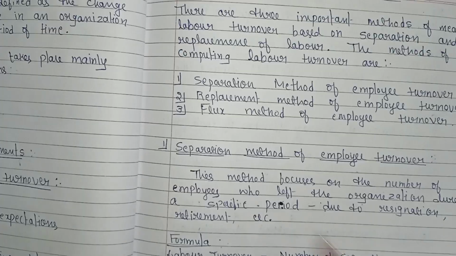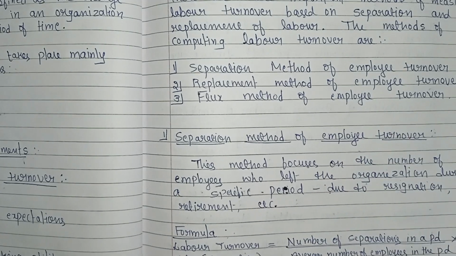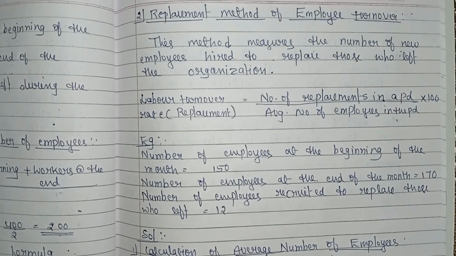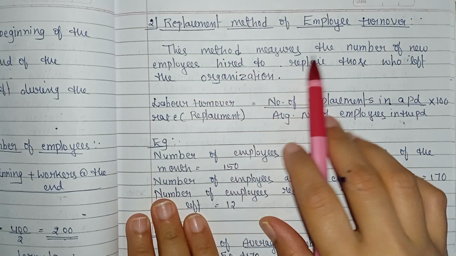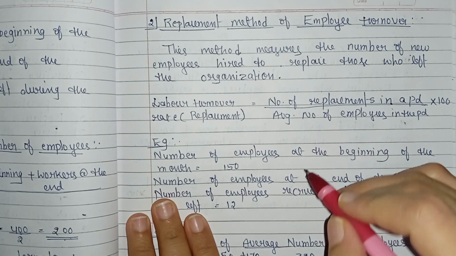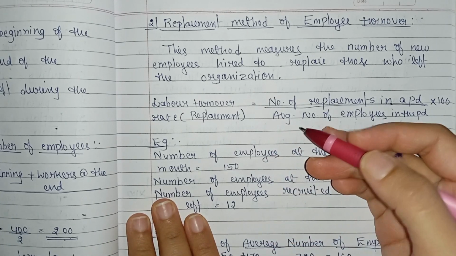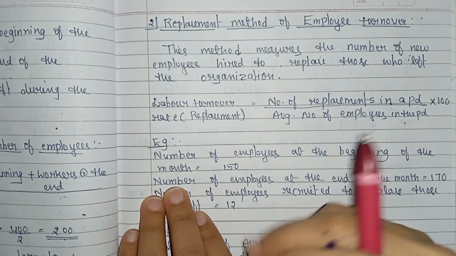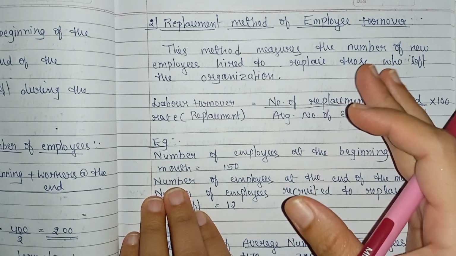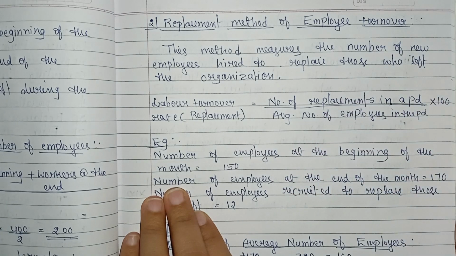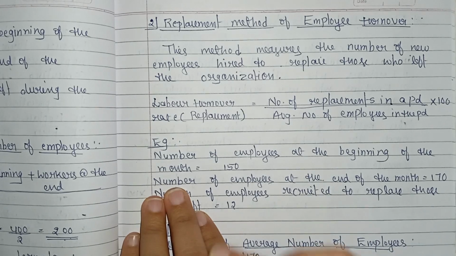Clear? So next, the second one is the replacement method of employee turnover. What does it mean? This method measures the number of new employees hired to replace those who left the organization. So the replacement method measures the number of new employees hired or appointed, why? To replace those employees who left the organization. Clear? That is the replacement method.